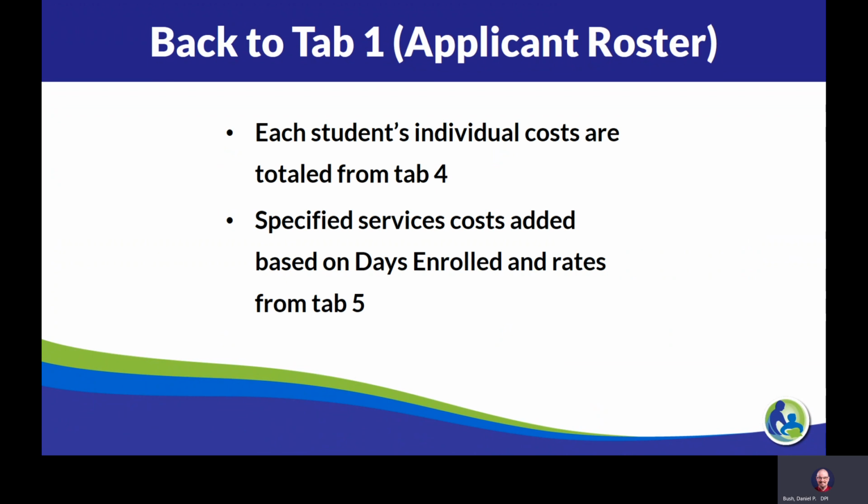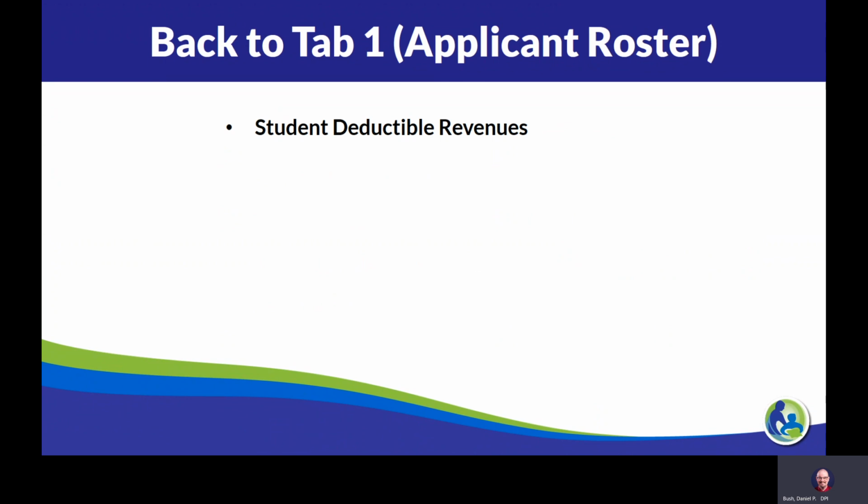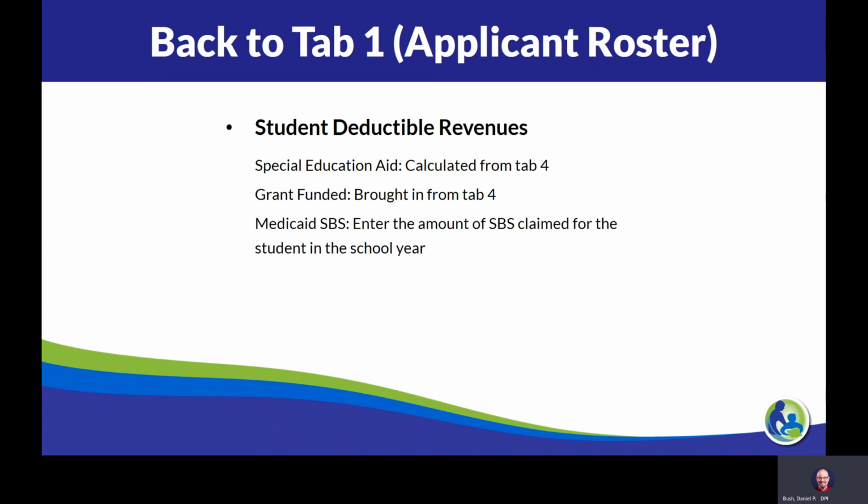Finally, to get the eligibility for a student, you're going to need certain kinds of deductible revenues. For state special education categorical aid, these are going to be calculated from tab 4, as well as from tab 5 for specified services. Grant funded is going to be brought in directly from the other tabs. Medicaid school-based services, though, you have to enter on the applicant roster. And this is the amount that you claimed for SBS for that child in the school year.